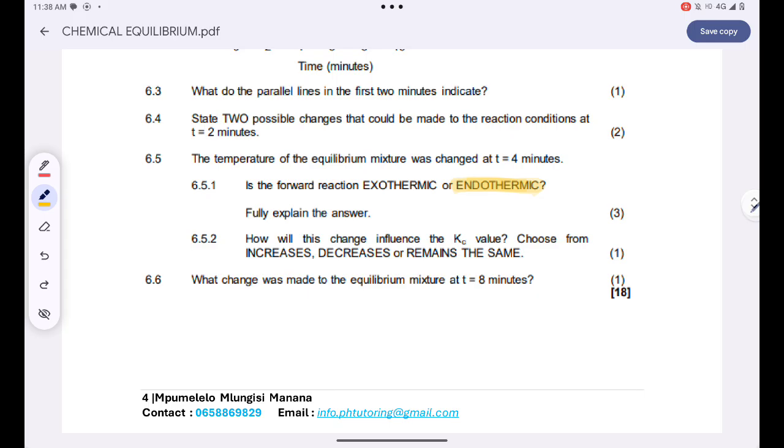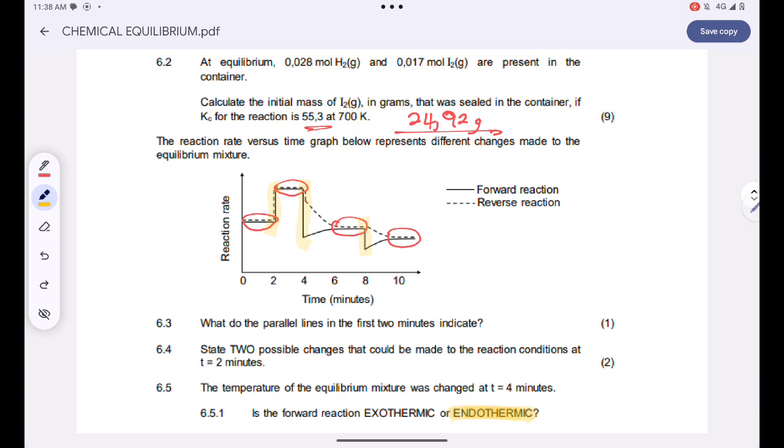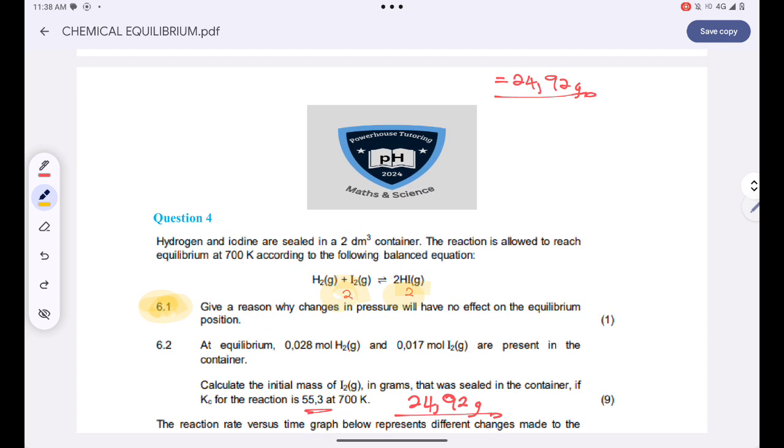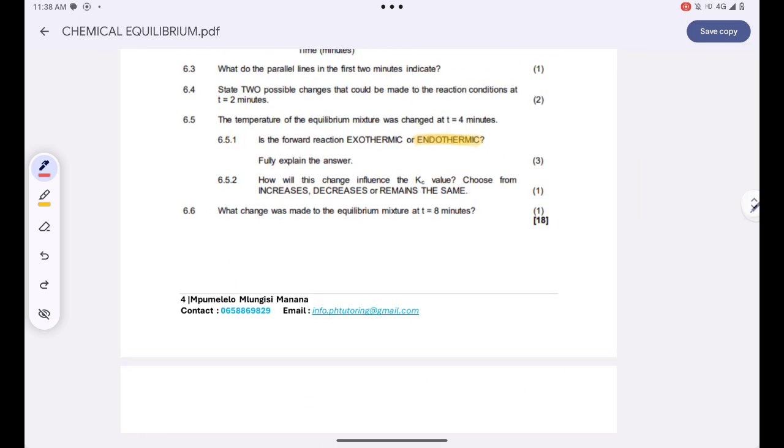Then now we are being asked, what change was made to the equilibrium mixture at t equal to 8 minutes? I can see that the rate of the forward reaction decreased, and it's only the rate of the forward reaction. So that simply means that one of my reactants was removed. Either hydrogen was removed or iodine was removed inside the reaction vessel. That's how we're supposed to tackle that question.